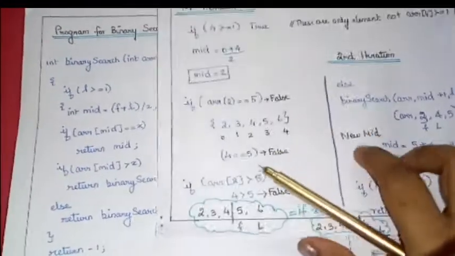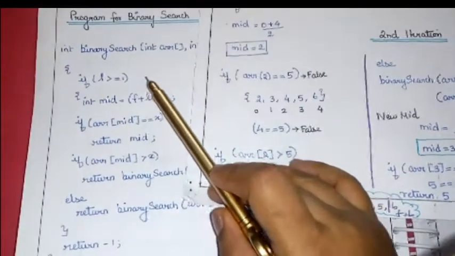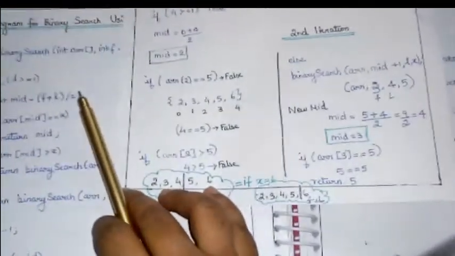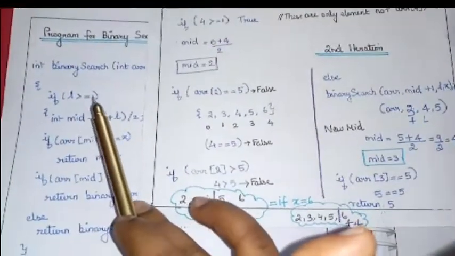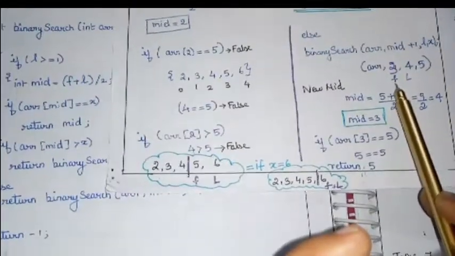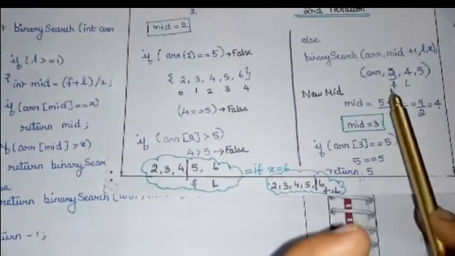Okay. So when this last function is called, your new mid will be first element plus last element, divided by 2. Here again we have to check whether my L is greater than or equal to 1. What is the last element here? My last element is 4, is it not? My last element is 4. Okay, 4 is greater than 1, true. My next statement is finding the mid value, first element plus last element. What is the first element? First element is 3.